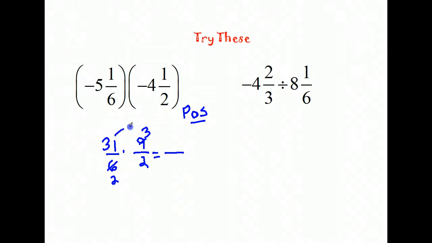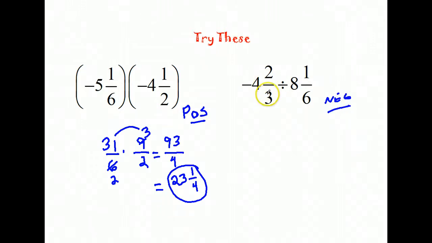So I multiply across. 31 times 3, 93. 2 times 2 is 4. This is obviously improper. I need to change this into a mixed fraction. Let's see, 4 goes into 93, 23 times, with 1 left over, 23 1/4, and it was a positive, so positive 23 1/4. Now the division: I have a negative and a positive, so I know that my answer is going to be negative.